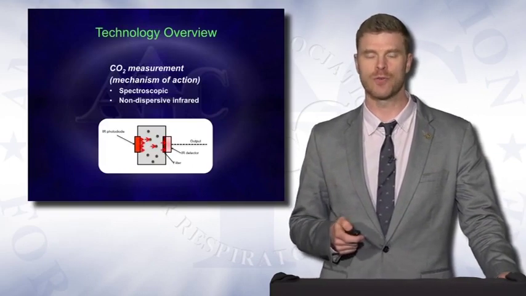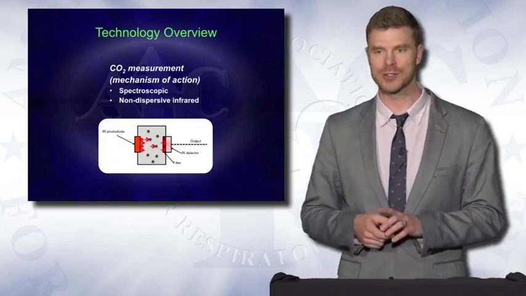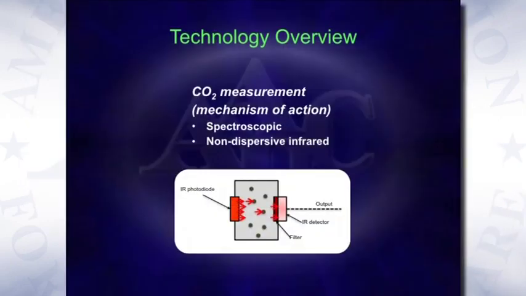So technology overview. So CO2 measurement, we got to know how it works. The mechanism of action is spectroscopic, which is a fancy word for light-based. CO2 is a wonderful molecule in that if you shine a specific wavelength of light, the CO2 molecule is going to absorb a specific amount of that. And so we can use that principle to titrate or really measure the concentration in our subjects.